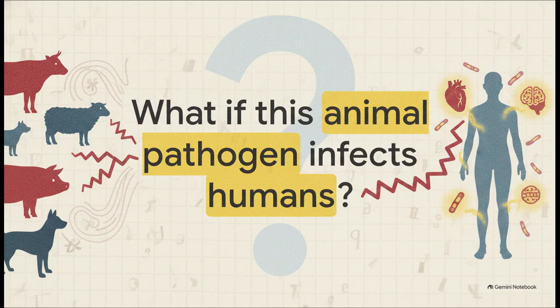We've seen how perfectly specialized Brucella is at hijacking animal biology, but what actually happens if this animal pathogen crosses over to us? Humans are highly susceptible to B. abortus, B. suis, B. melitensis, and even occasionally B. canis. And when it makes that jump, it brings an entirely new set of severe systemic problems.